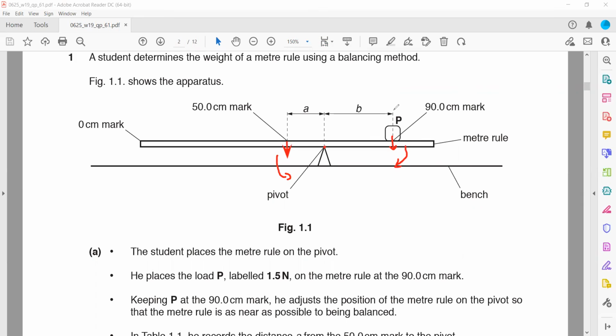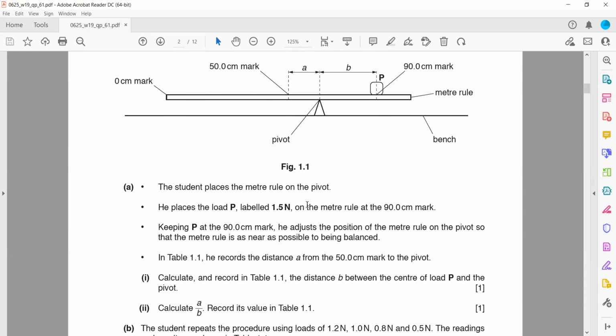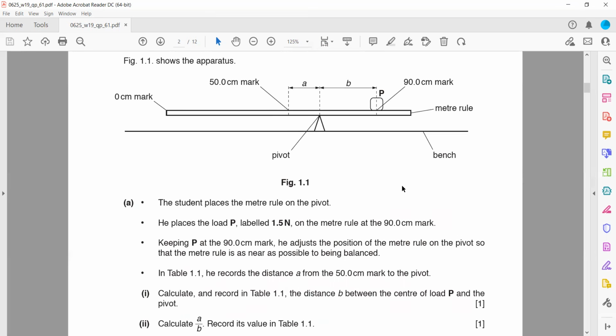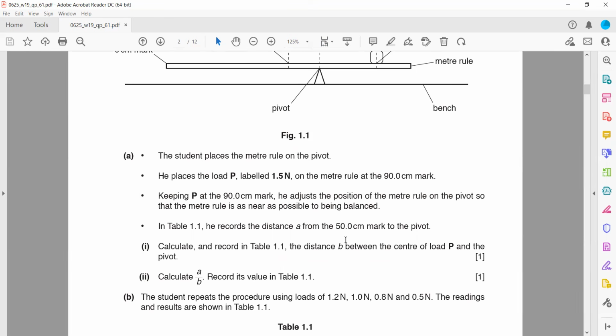This is a concept the student is using to determine the weight of this meter rule. A student places the meter rule on the pivot. He places a load which is labeled 1.5 on the meter rule at the 90 centimeter mark, and in a table he records the distance A from the 50 centimeter mark, that is, to the pivot is A, and then calculates and records in table 1.1 the distance B.